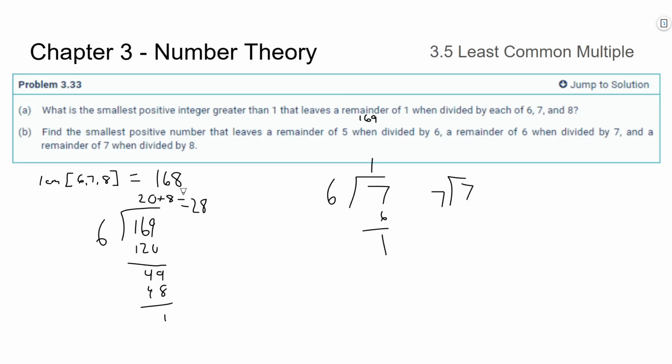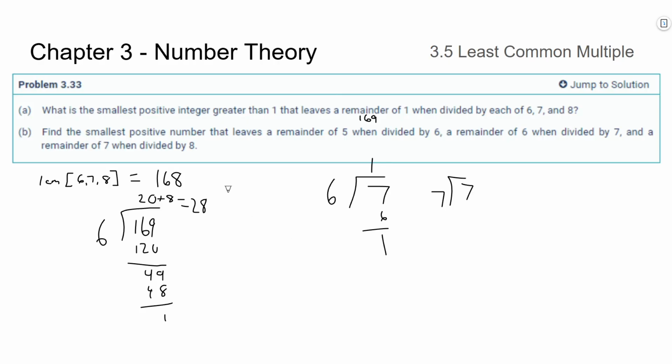There are other numbers that would give us a remainder of 1 that would be larger than 169, but it wants the smallest one. All right, find the smallest positive integer that leaves a remainder of 5 when divided by 6, 6 when divided by 7, and 7 when divided by 8. So it's kind of the reverse, right? It'd be 1 less than being a whole number.